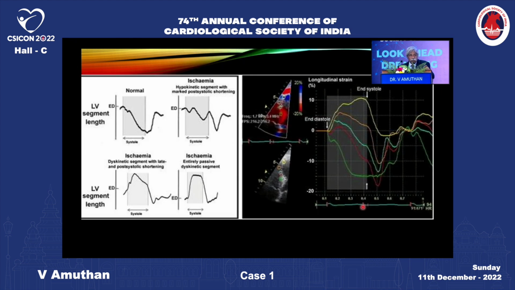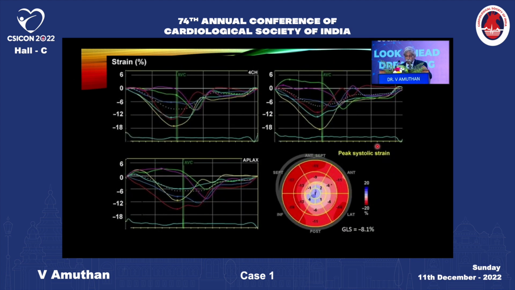And again, we were demonstrating yesterday, and Professor Nanda was also emphasizing, hypokinetic segments with marked post-systolic shortening, dyskinetic segments with late and post-systolic shortening, and entirely passive dyskinetic segments. So these things are important, and you can see here this is the end systolic, and then you have the end systolic shortening. These things can be identified by the graphs and these typical examples.